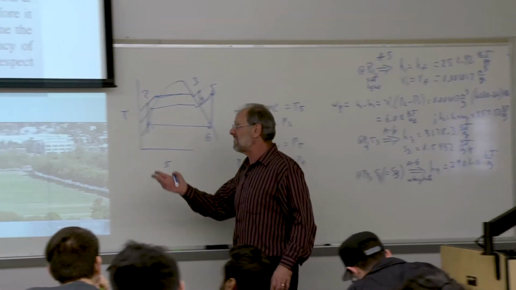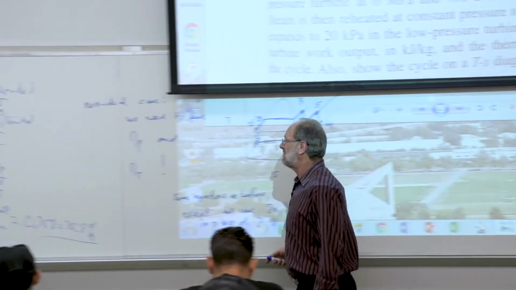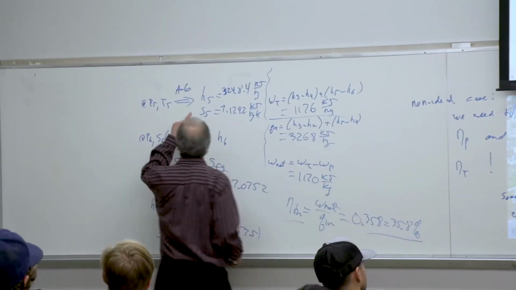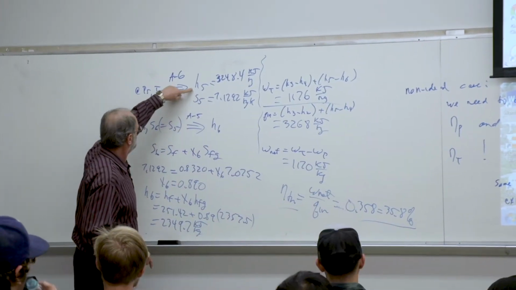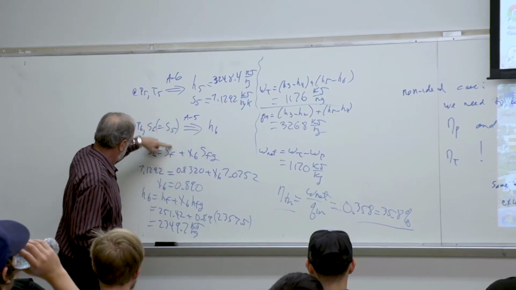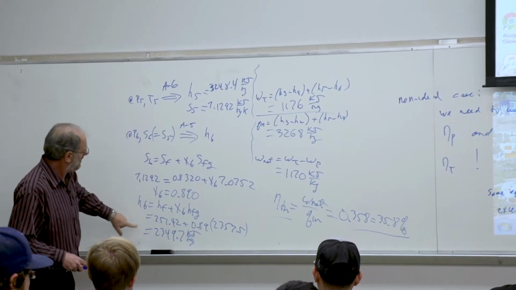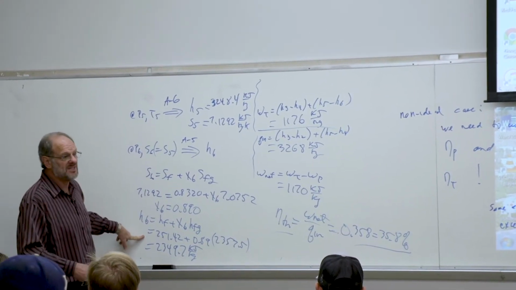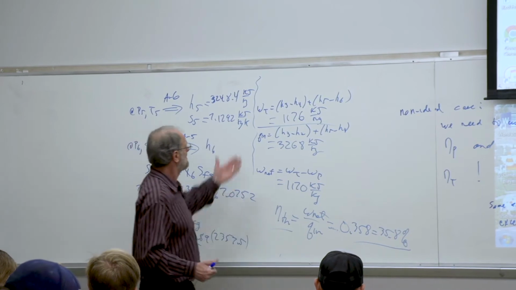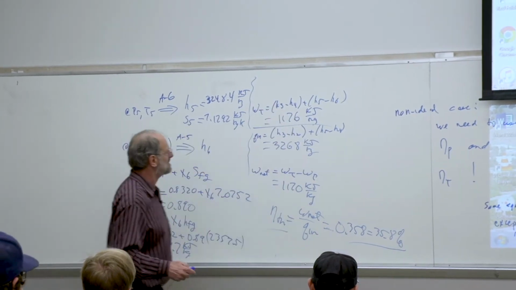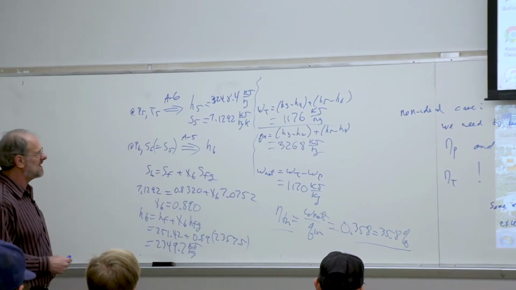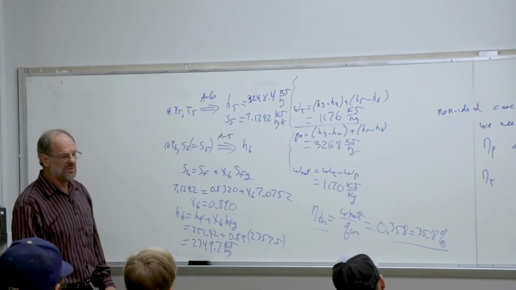And we do exactly the same thing from 5 to 6. Of course, this is going to be H5, but this is going to be H6S. And then we find H6 actual from H6S using the isentropic efficiency. And again, just replace the 2, 4, and 6S with 2A, 4A, and 6A, and you'll get the results.